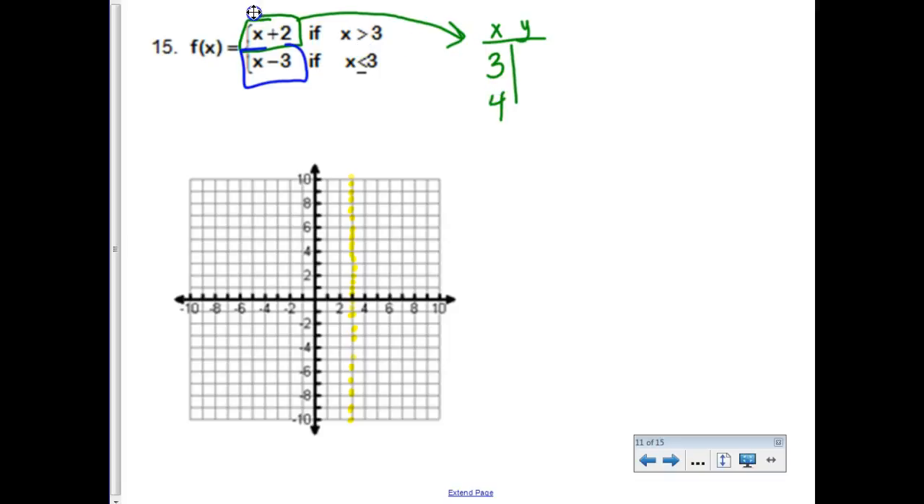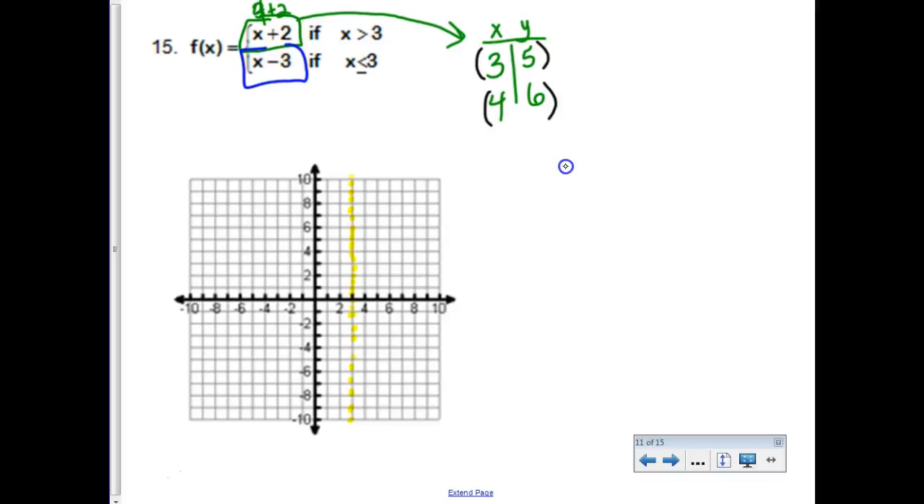So if I plug in a 3 to this function, 3 plus 2 is 5. And then switch it up. Plug in a 4 this time. 4 plus 2 is 6. So you just found 2 wonderful ordered pairs. Why am I only choosing 2? Why not 3 or 4 or 5?